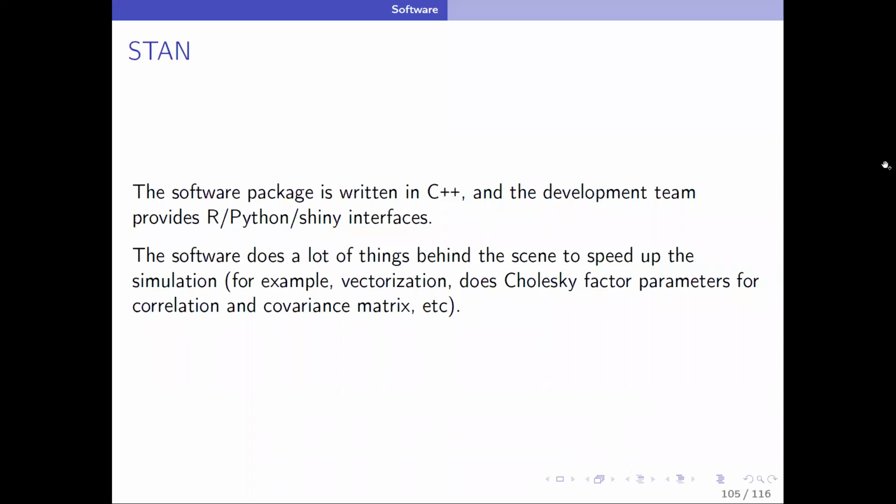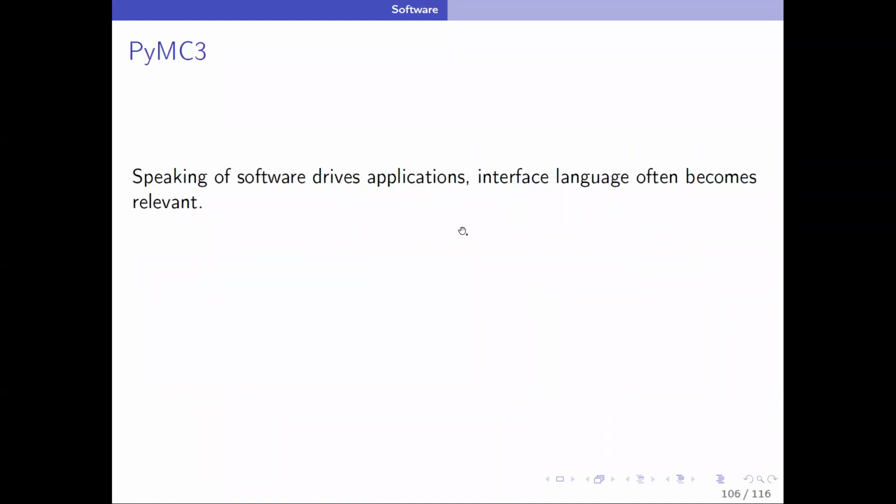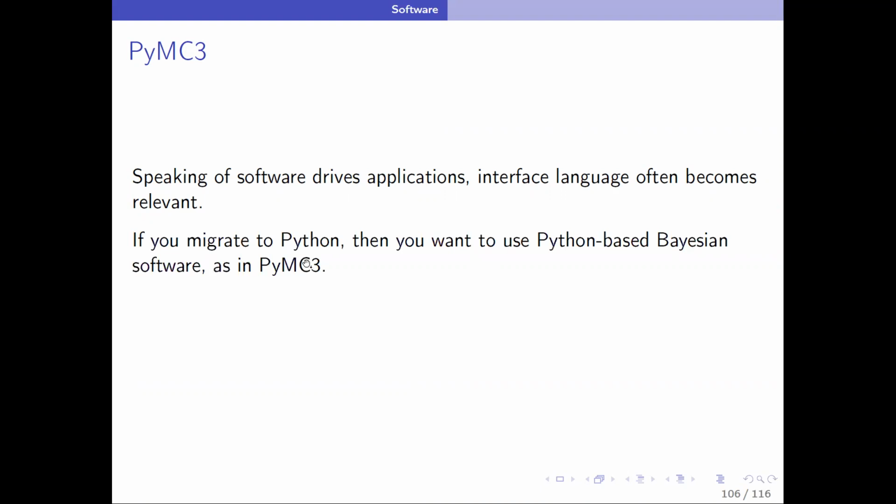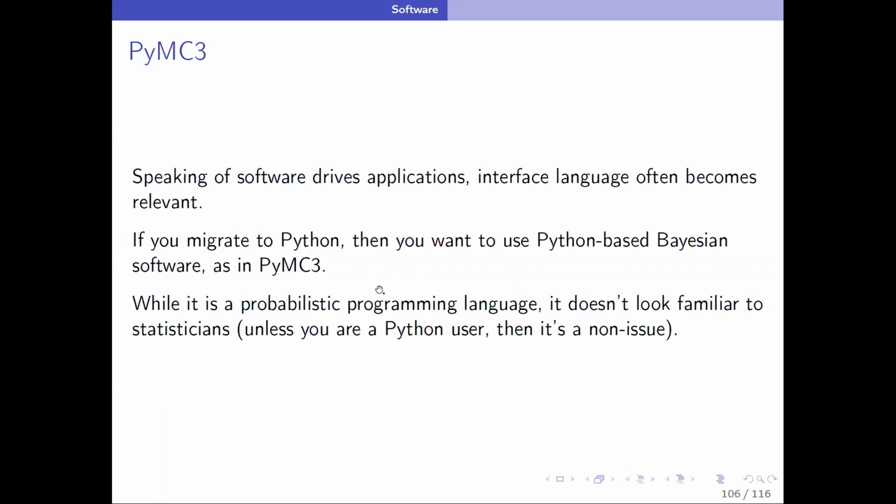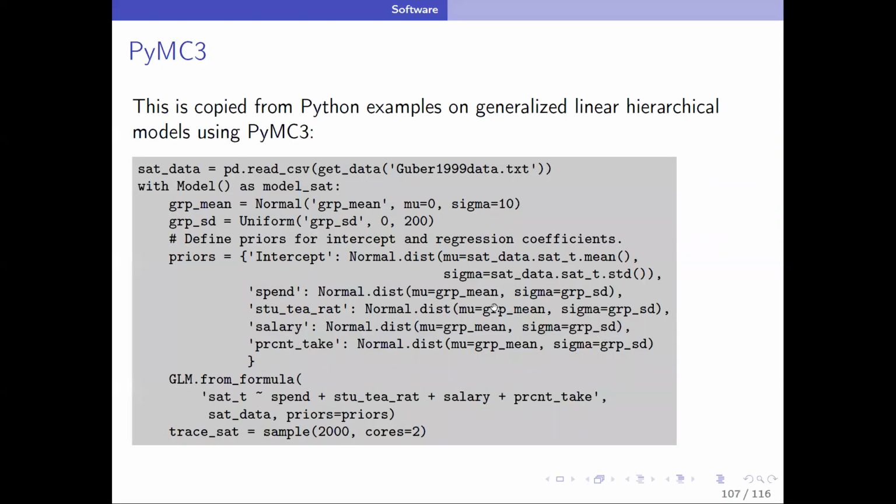Okay, and then Python. Python has its own general thing. When it comes to software-driven applications, I think the interface language often becomes relevant. If you use Python, then your choice should be a Python-based Bayesian software such as PyMC3. It is a probabilistic programming language, but it doesn't look familiar to a statistician. If you're a Python user, this probably is a non-issue. It looks something like this.